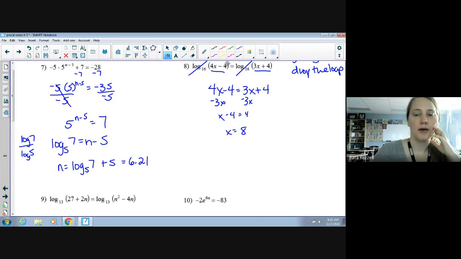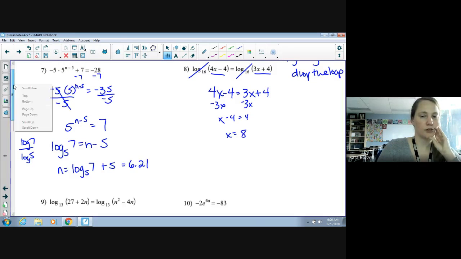So you always want to plug it back in. If you get a negative when you plug your number in, it's not going to work out. The x value can be negative, that's fine. But if you're putting it back in, you can't take the log of a negative number, that doesn't exist. All right, so let's look at number 9.